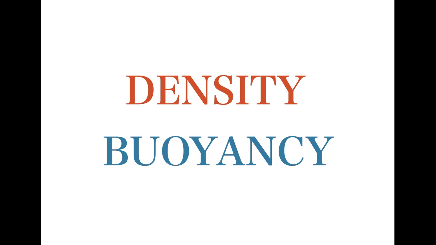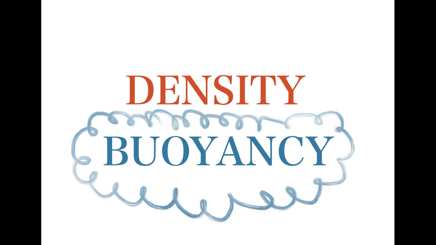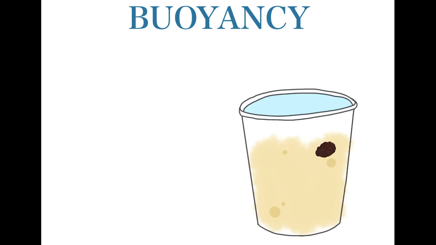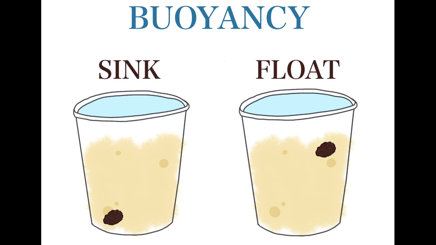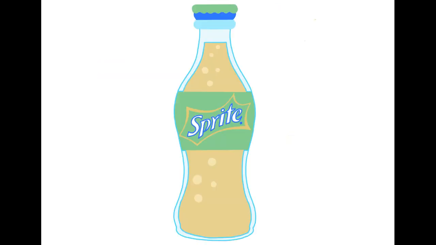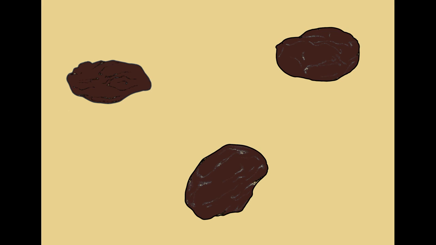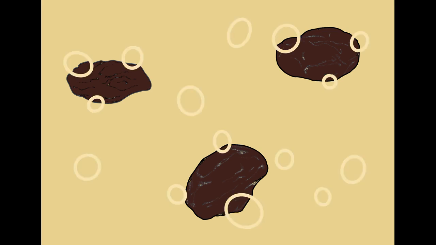Density explains the first part of our question, but to answer the second part, we have to learn about buoyancy. Buoyancy is measured by how likely a substance is to float or rise to the top once it sinks to the bottom of a liquid. The Sprite, which is the soda, produces carbon dioxide bubbles, which are not dense at all. The carbon dioxide bubbles attach to the raisins that have sunk to the bottom of your cup.